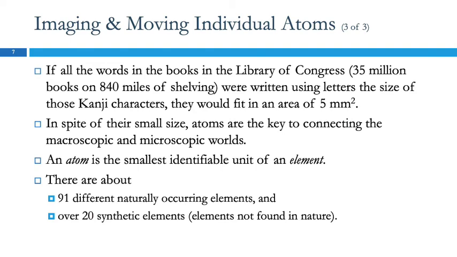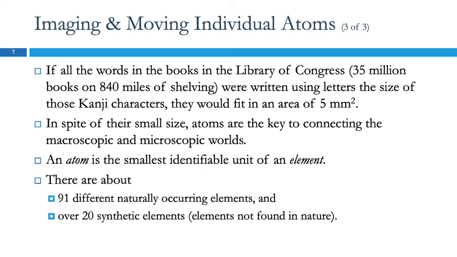So I just want you to have some grasp of how small atoms are. The Library of Congress contains 35 million books on 870 miles of shelving. So imagine a bookshelf 840 miles long. If you took all the words in all of those books and wrote them using atoms the size of those kanji characters, all the words would fit in an area of 5 square millimeters. It's really, really, really tiny.